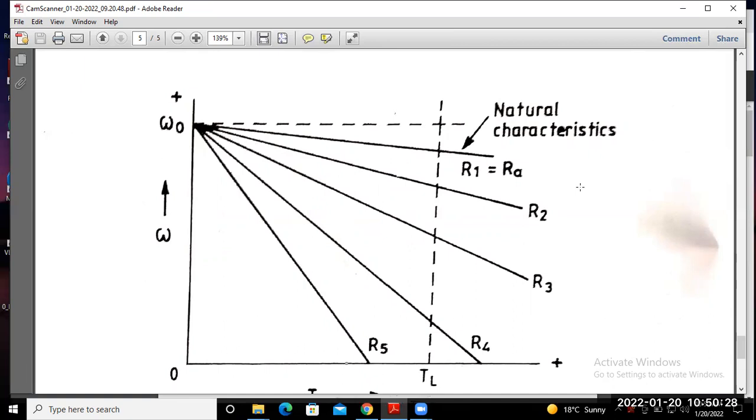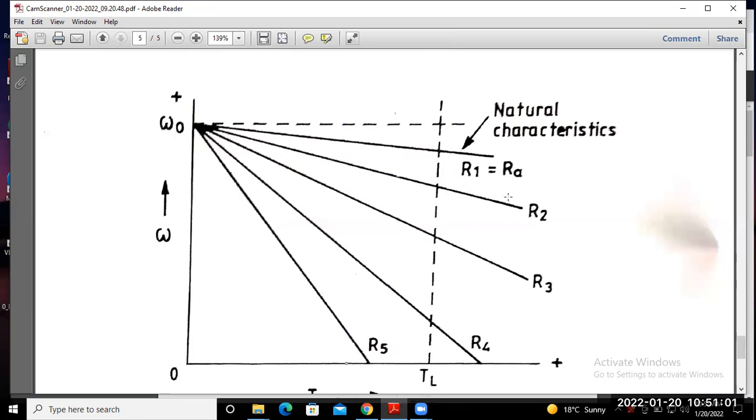So armature resistance is almost fixed, so you have to change the external resistance, or we can say the rheostatic resistance value. So R1 is less than R2, and R2 is a higher resistance, so it drops more compared to R1. And if R3 is more than R2, then this characteristic drops again compared to R2.